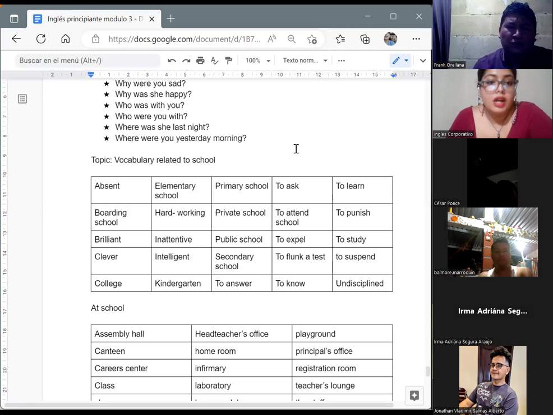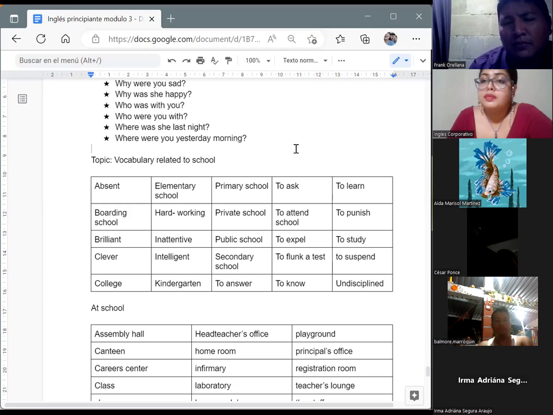Then we have hardworking. Who is someone hardworking? What is the translation of hardworking? ¿Es alguien que trabaja muy duro en las escuelas? Sí, en este caso es alguien que trabaja muy duro o una persona muy trabajadora. Then, inattentive es alguien que no está atento o desatento, ¿verdad? A lo que se enseña.